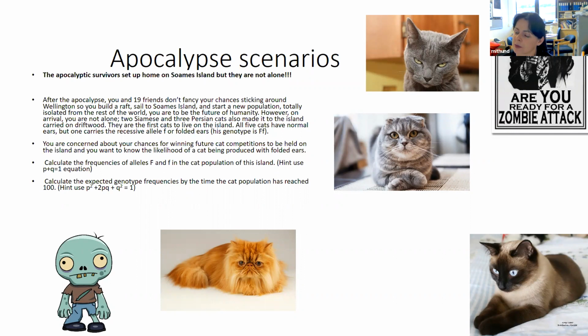As you're starting up a new community, you're concerned about your chances of winning future cat competitions to be held on the island, and you want to know the likelihood of a cat being produced with folded ears. So again, in this scenario, we can calculate the frequency of the big F and the little f allele in the cat population using the p plus q equals 1 equation. And then what we're going to do is work out, when the population gets to 100, how many of each of the genotypes you're going to have. And again, we use the other equation for that. So you can have a couple of minutes to work that out if you want.